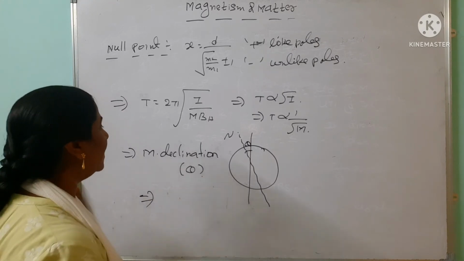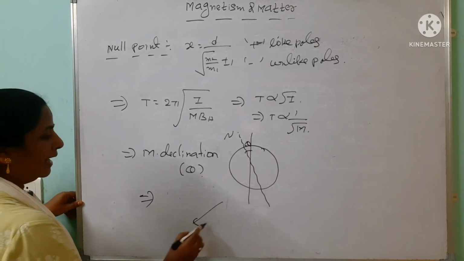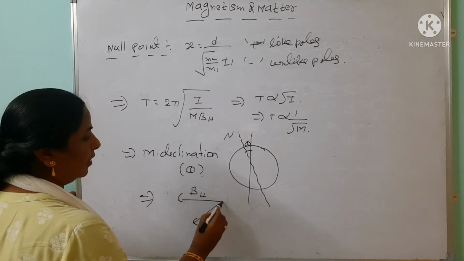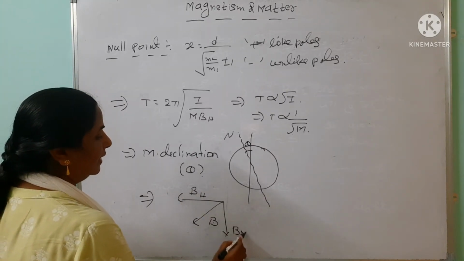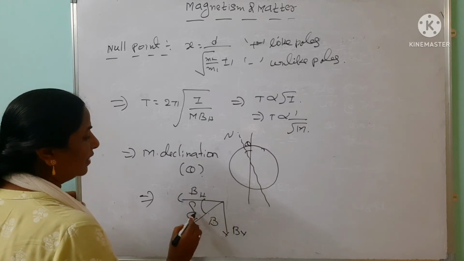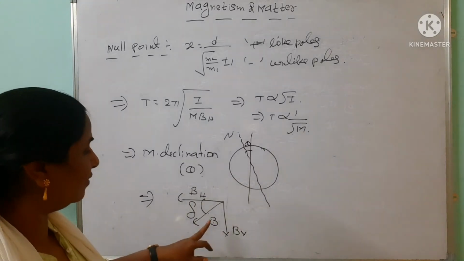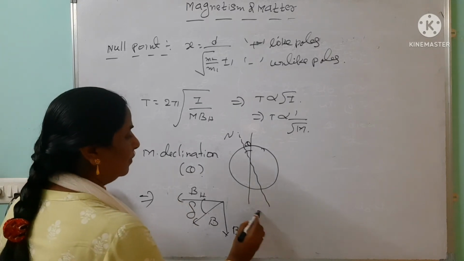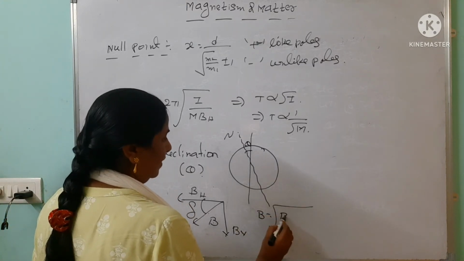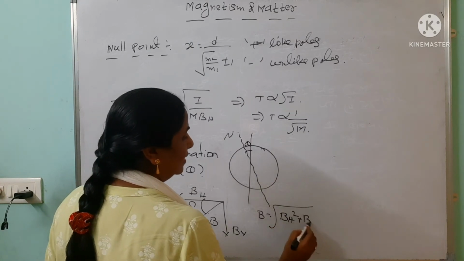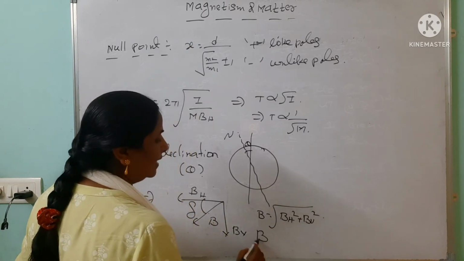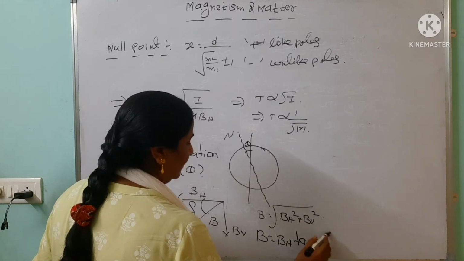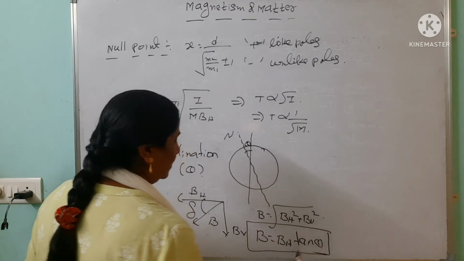Then magnetic dip or inclination means, see, this is the magnetic induction. When it is resolved into two components, this is the horizontal and this is the vertical component. So the angle between the horizontal component of Earth's magnetic field and this magnetic induction is called the magnetic dip. Here B equals under root BH square plus BV square, also we can write it. At the same time, tan theta equals BV by BH. This is about this one.